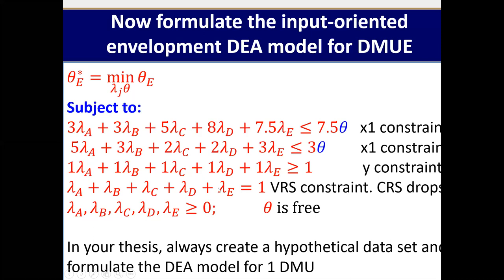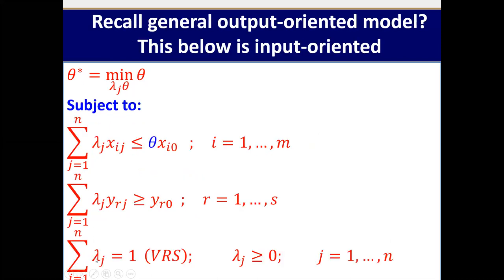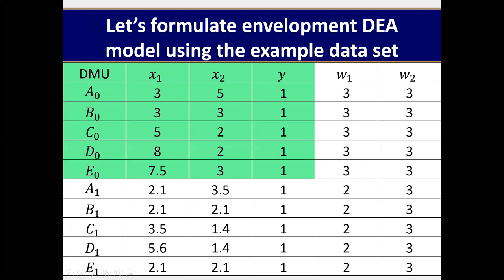Now remember the VRS constraint. You are all going to do this formulation, take it from me, for your own data set. The VRS is there. These lambdas should add up to one. So lambda A plus lambda B plus lambda C plus lambda E should be equal to one. And then this last constraint, the non-negativity constraint, says lambda A, comma, lambda B, comma, lambda C, comma, lambda D, comma, lambda E should be positive. There's no sum here. That's what you have also there.